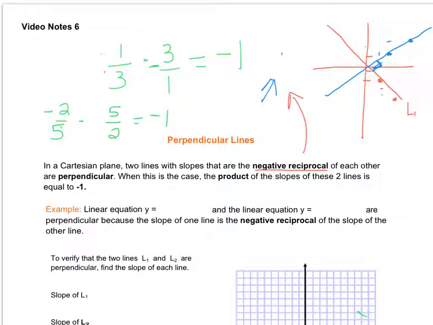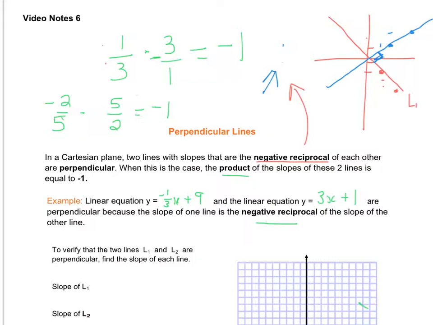So, in a Cartesian plane, two lines with slopes that are negative reciprocals of each other are perpendicular. When this is the case, the product of the slopes is equal to negative 1, which is how you check, you multiply. So let's do an example. y is equal to negative 1 over 3x plus 9. That's the first line. And the second linear equation, y equals 3x plus 1, are perpendicular because the slope of one line is the negative reciprocal of the slope of the other. So we are going to verify that.